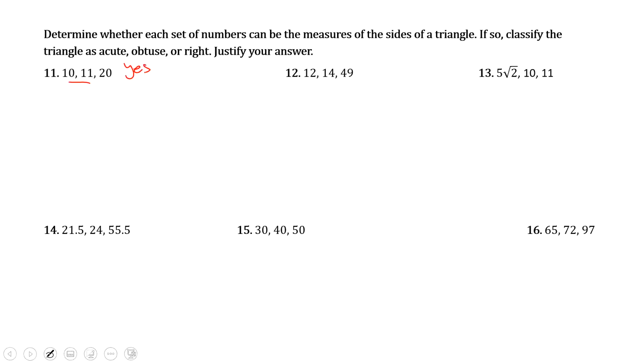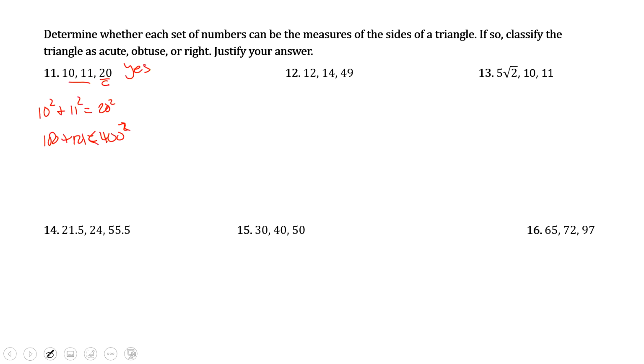So now I know this is my hypotenuse, so this is C now. So 10 squared plus 11 squared equals 20 squared. So I got 100 plus 121 equals 400, not 400 squared, equals 400. So it's actually less than. So that's less than 400.